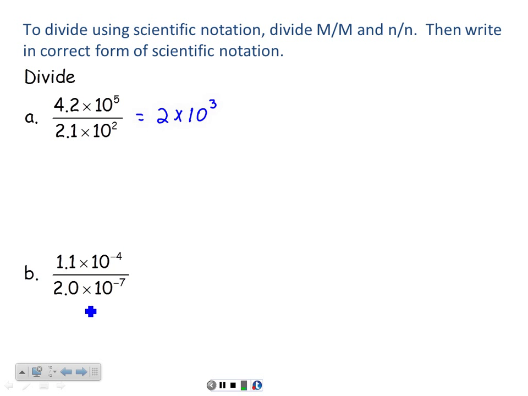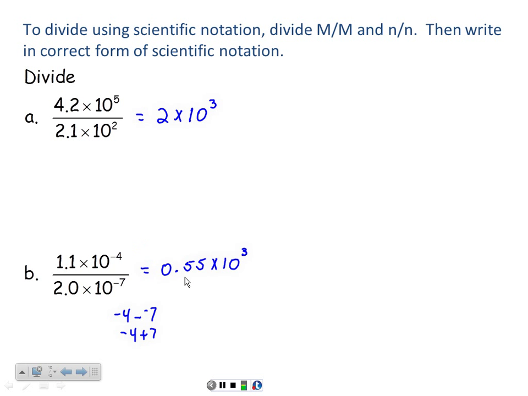However, let's go here. Letter B, 1.1 divided by 2.0. And that's going to give us 0.55 times 10, negative 4 minus negative 7, negative 4 minus negative 7 is really going to be negative 4 plus 7, and so that's going to be 10 to the third power.